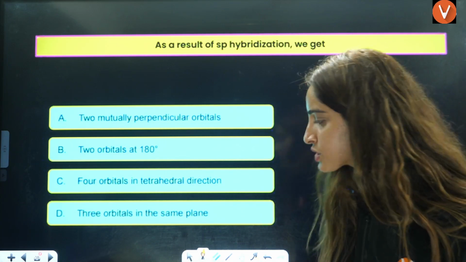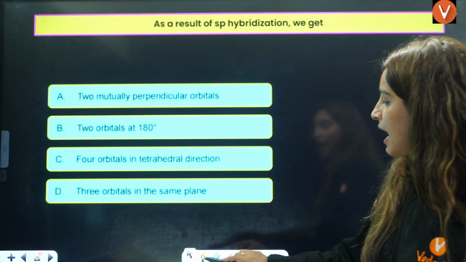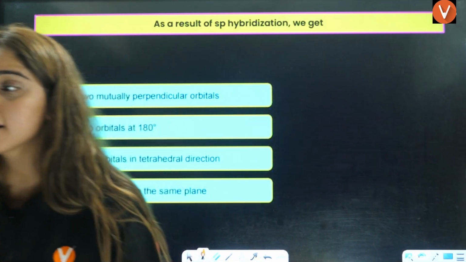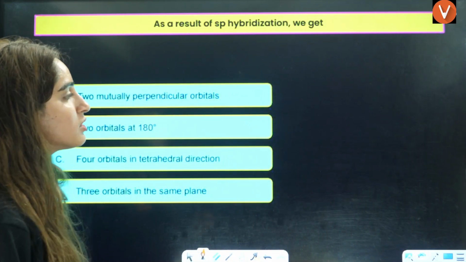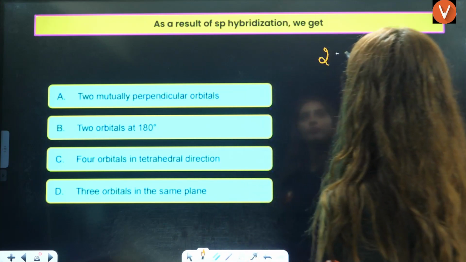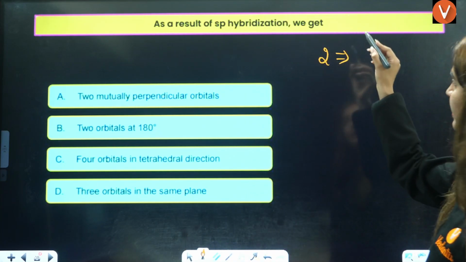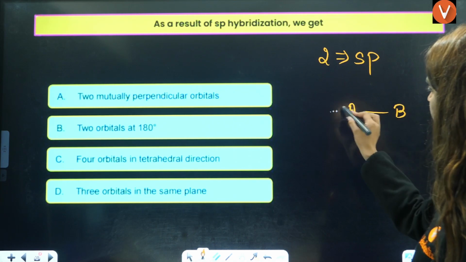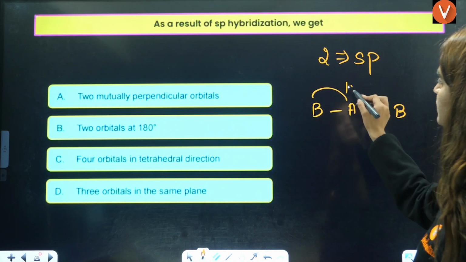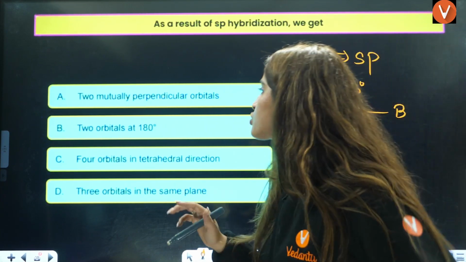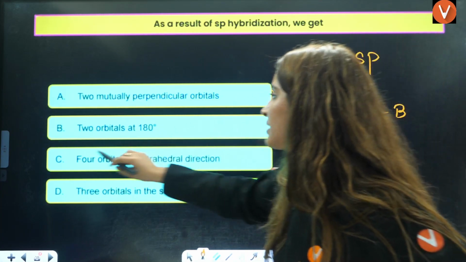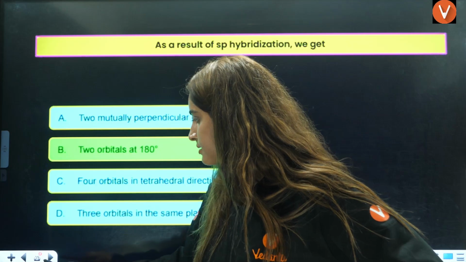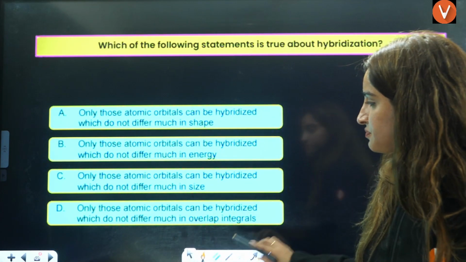Next question on your screen we have, as a result of sp hybridization, sp means when you have lone pair plus bond pair or lone pair plus sigma is 2, sp, that is A, this is B. So here the angle is 180 degree. Two orbitals at 180 degree, that is correct. So answer is B is the correct answer. Okay.